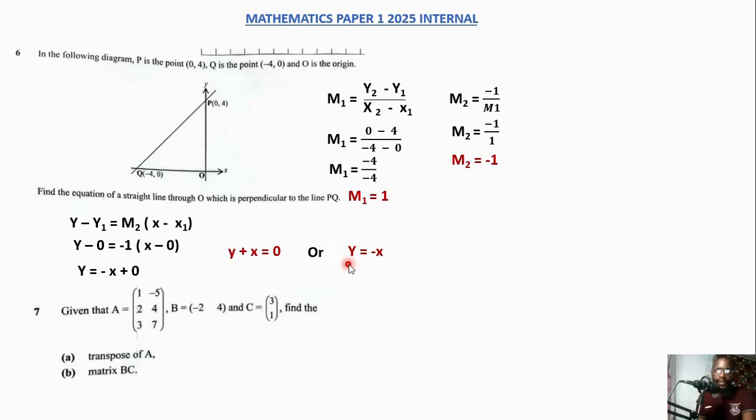So this is what was expected for those students who wrote the internals in 2025. This is what was expected for them.